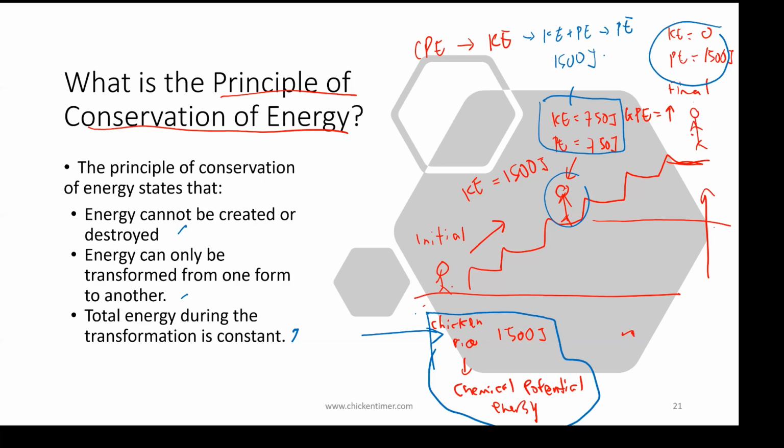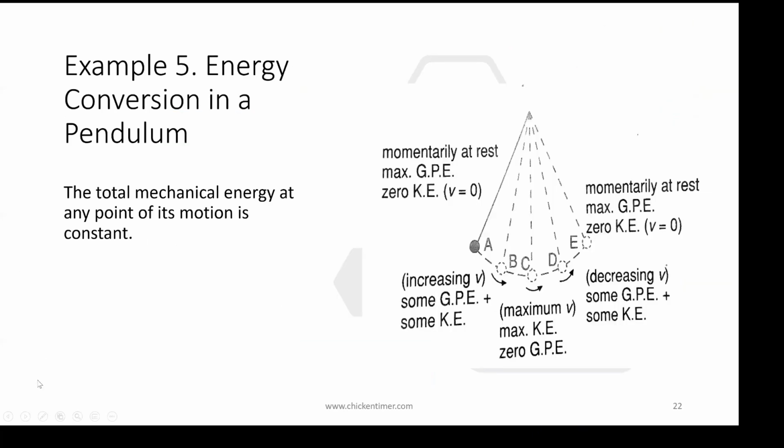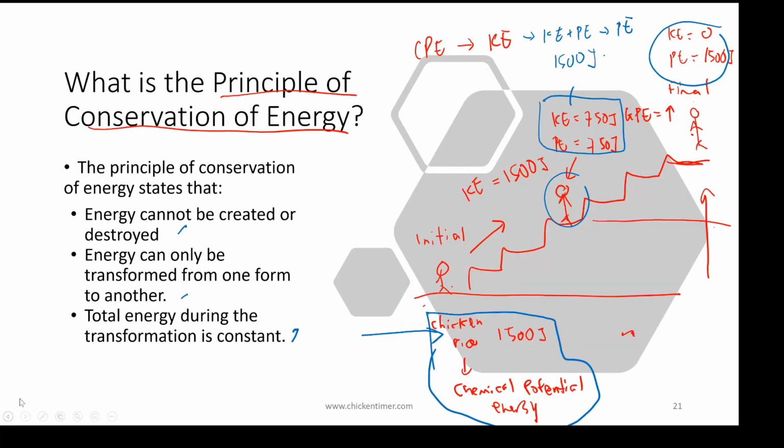Come from where? Come from the egg. The chicken comes from the egg. Then where did the energy from the egg come from? You're going to kill me, right?